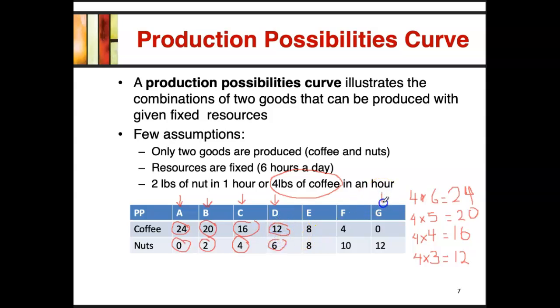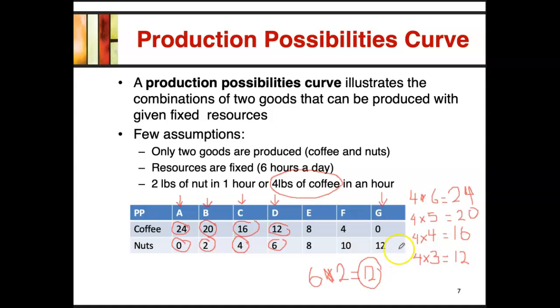And then we have scenario G, where she decides maybe she's allergic to coffee. She doesn't really like coffee, so she wants to use the whole day to basically pick up nuts. So she works 6 hours a day, and she can pick up 2 pounds of nuts in an hour. So that's going to be 6 times 2, and that's going to be 12. So she uses all her resources to focus on production of nuts, because let's just assume Claire is allergic to coffee.